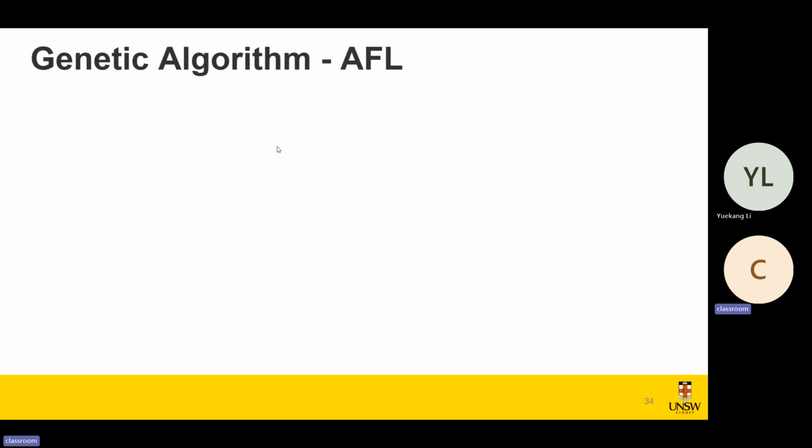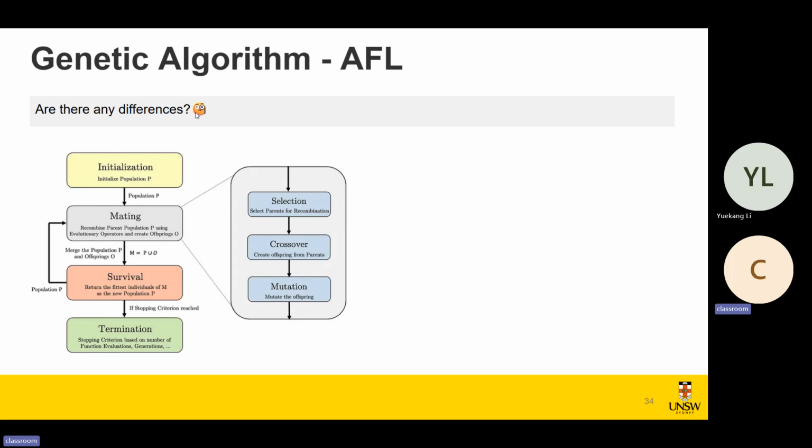And let's come back to the genetic algorithm. The idea of this algorithm was also reflected in the design of fuzzers, especially the American Fuzzy Lop we have learned. Actually, there are some differences in the process.